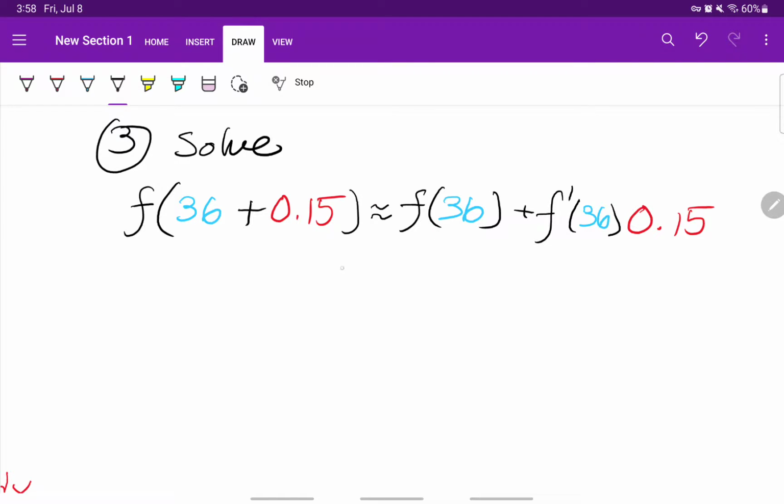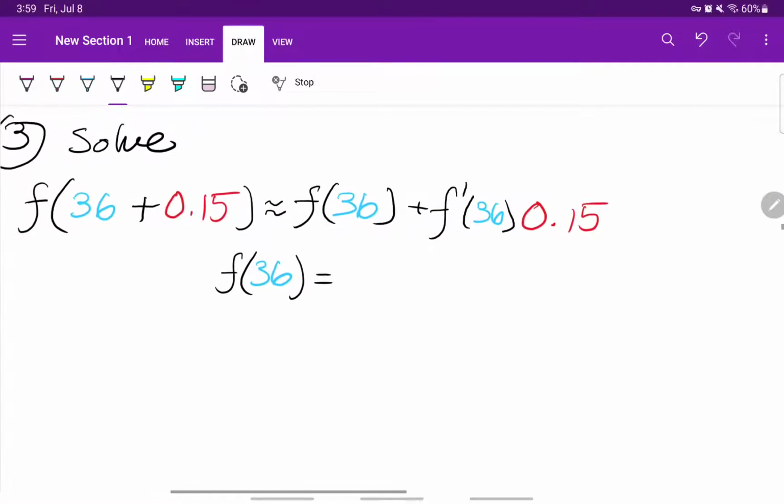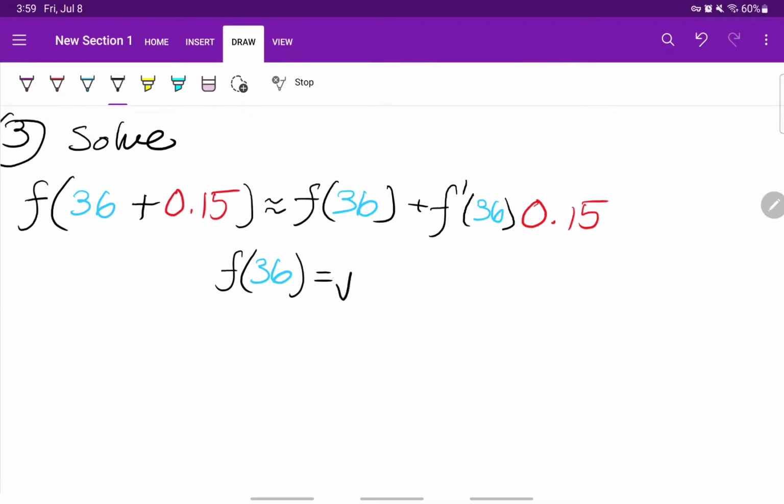Let's find f of 36. We're going to plug 36 into our function. F of x equals the square root of x. So it's going to be the square root of 36, and the square root of 36 is going to be 6.